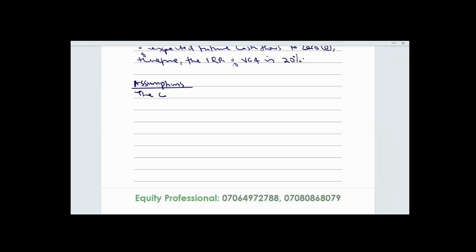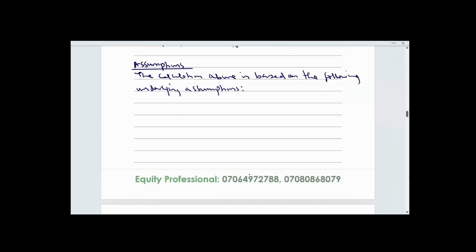The calculation above is based on the following underlying assumptions. The first one, number one, I've told you, under capital budgeting, anytime you want to state your assumption, you must talk about cash flow. It's a given.